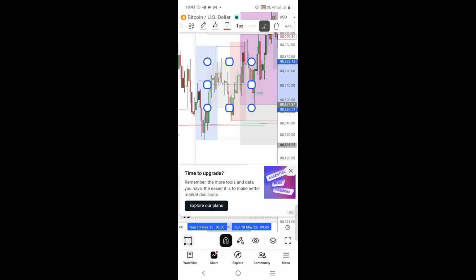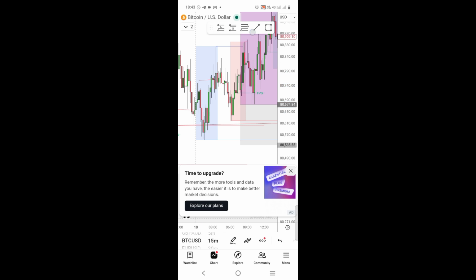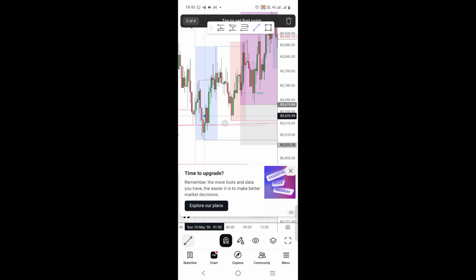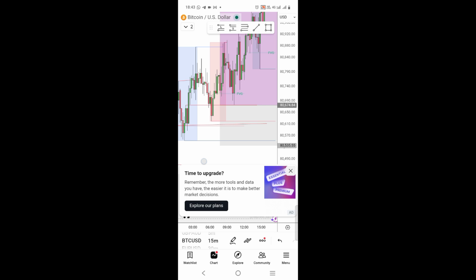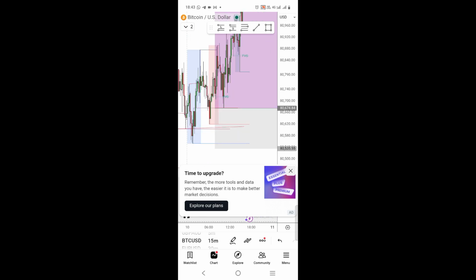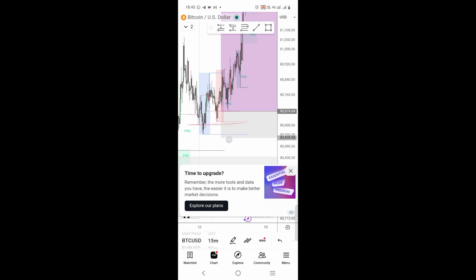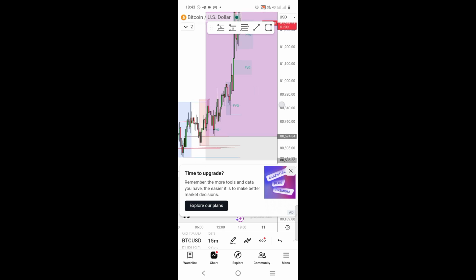So what I did was to place my entry on the starting point of the order block. As you can see, that's where I placed my entry, on the starting of this fair value gap.